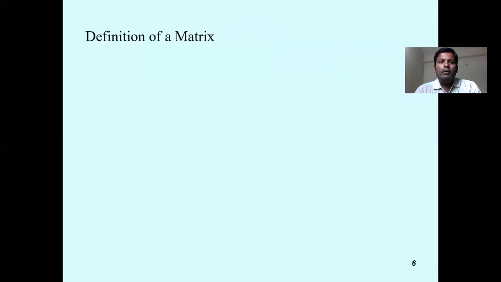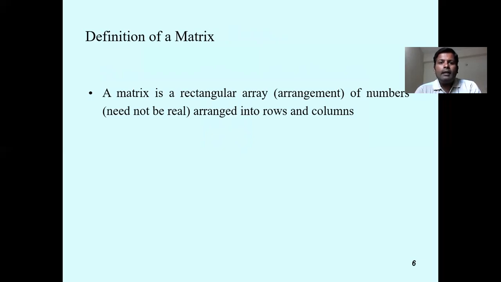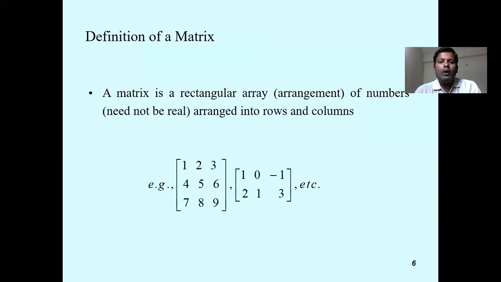Now we go to the definition of matrix. A matrix is a rectangular array of numbers arranged into rows and columns. You see the example: 1, 2, 3, 4, 5, 6, 7, 8, 9. These numbers are available in the first row, second row and third row. 1, 2, 3 is the first row, 4, 5, 6 is the second row, 7, 8, 9 is the third row.